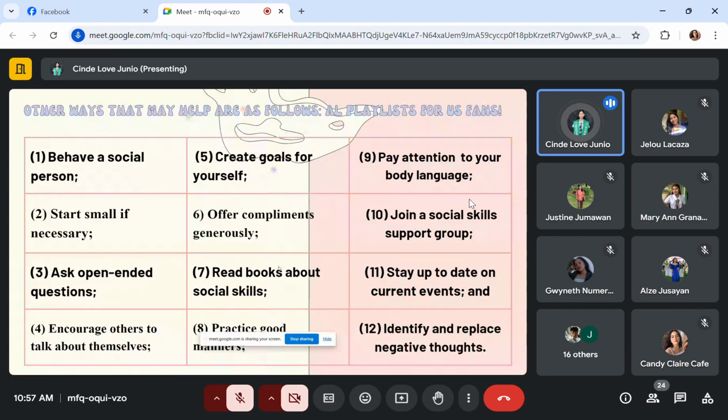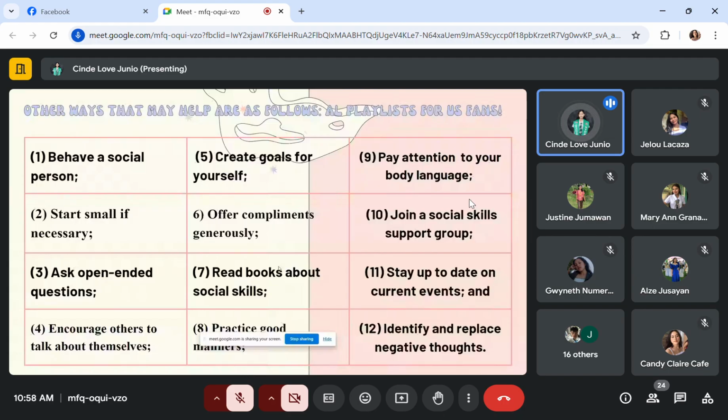And next is create goals for yourself. So you work on improving specific social skills. Decide to talk to one new person each week.